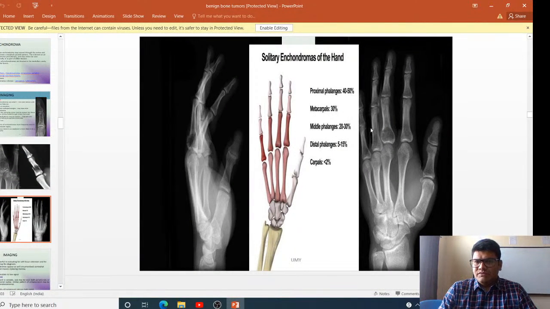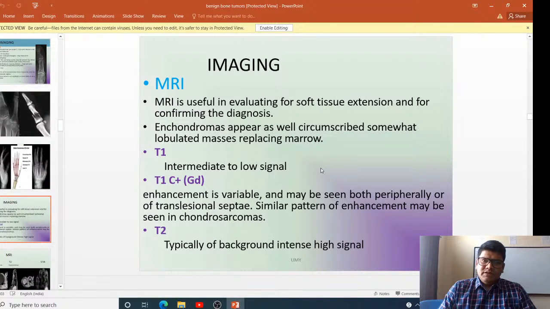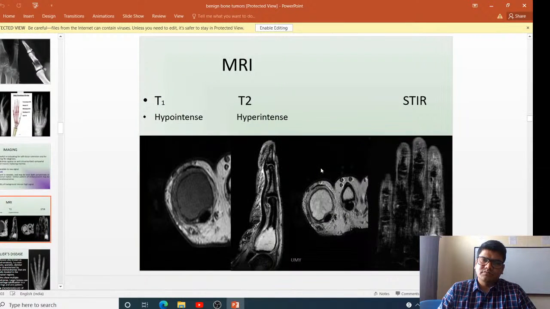So solitary enchondromas of the hand: you can see that 40 to 50% of the enchondromas usually occur in the proximal phalanges, 30% in the metacarpals, 20 to 30% in the middle phalanges, 5 to 15% in distal phalanges, and less than 2% in the carpal bones. So in imaging, MRI is useful in evaluating the soft tissue extension. Enchondromas are usually well circumscribed. On T1 it is intermediate to low signal, and on T2 it is high intensity.